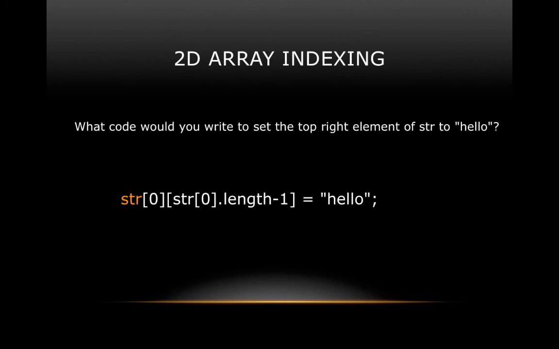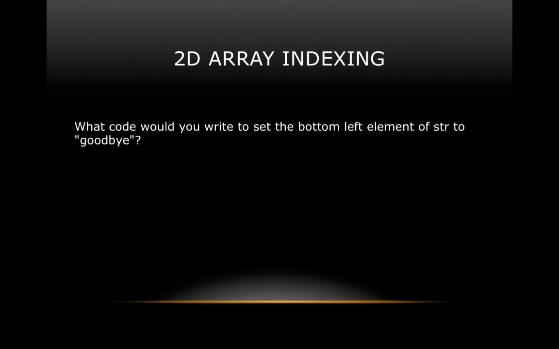Once again, str is the name of the array, 0 is the number of the row, and str[0].length minus 1 is the number of the column. The string hello is what is placed in that spot.